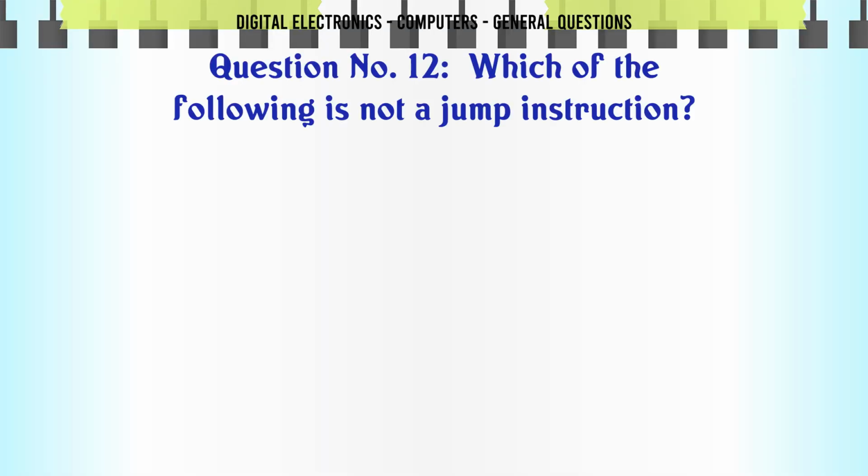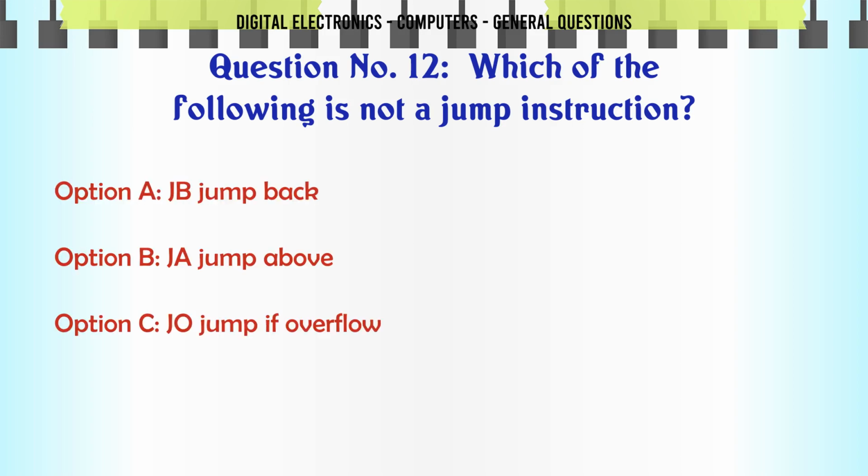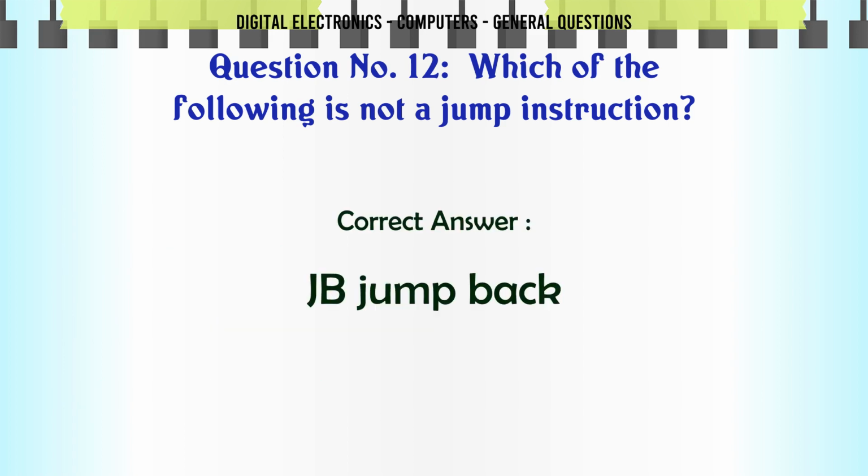Which of the following is not a jump instruction? A. JB, jump back. B. JA, jump above. C. JO, jump if overflow. D. JMP, unconditional jump. The correct answer is JB, jump back.